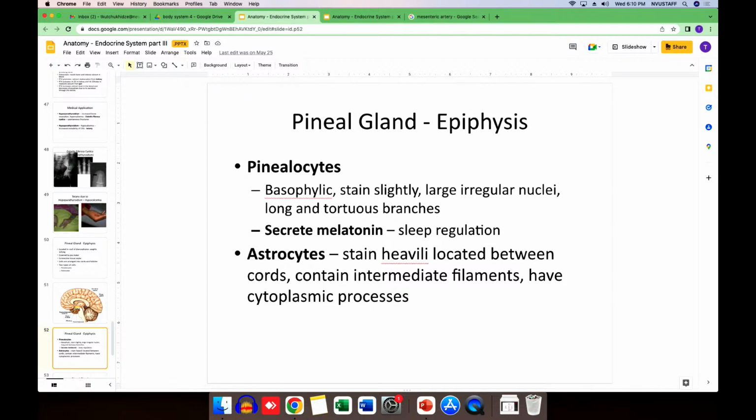And astrocytes are staining more heavily. They are located between the cords. They contain intermediate filaments in the cytosol, and they have cytoplasmic processes.